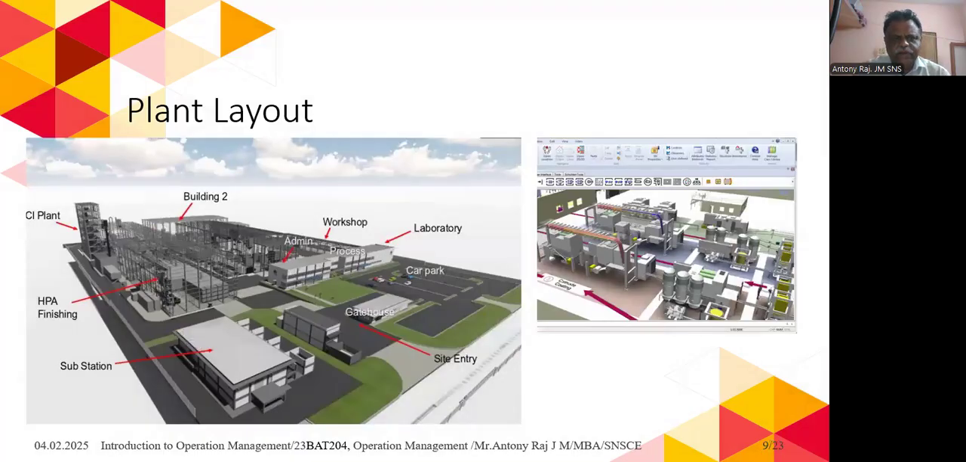So this is one more example of a plant layout. So this is actually a gas turbine manufacturing plant. So here it talks about the site entry, the car parking, laboratories, workshops, buildings, and everything. This is one example of a plant.